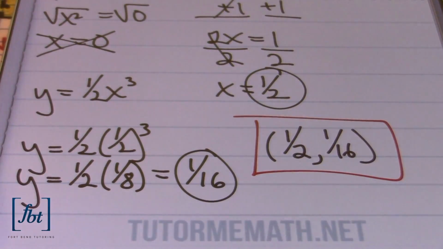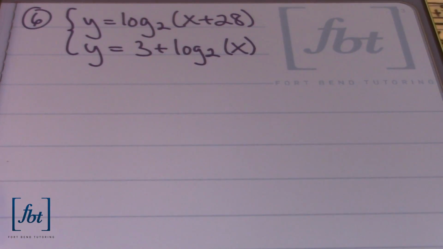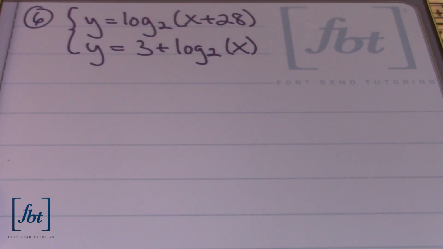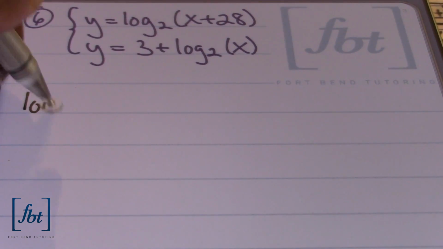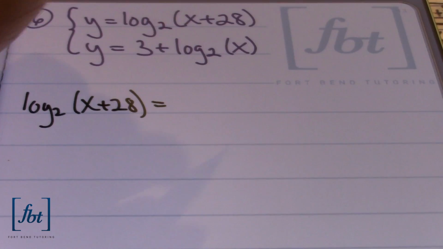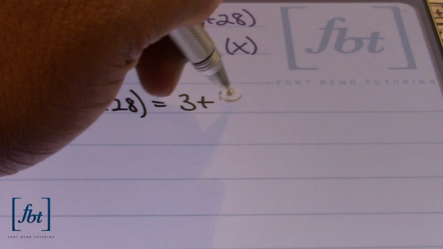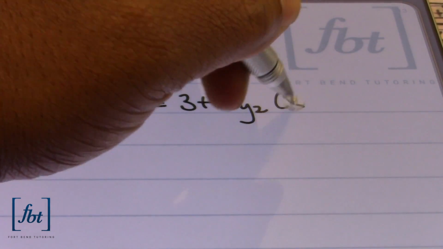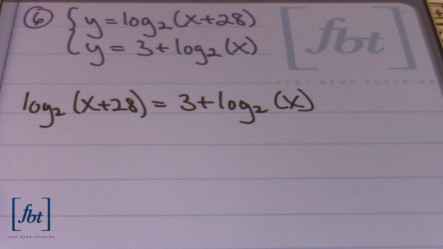Red box it in. In number 6, we have y equals log base 2 of the quantity x plus 28. I believe I'll be using substitution to solve it. I'll be plugging in this value of y into the second equation, or in other words, just setting these equations equal to one another. So it becomes log base 2 of x plus 28 equals 3 plus log base 2 of x. All right, there we go.